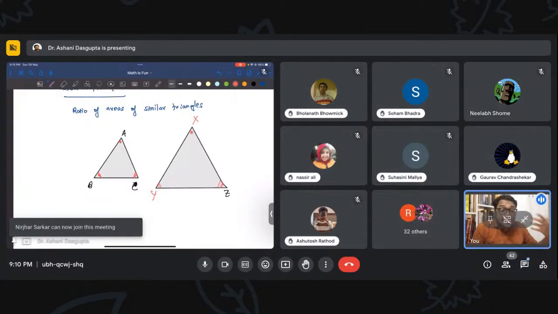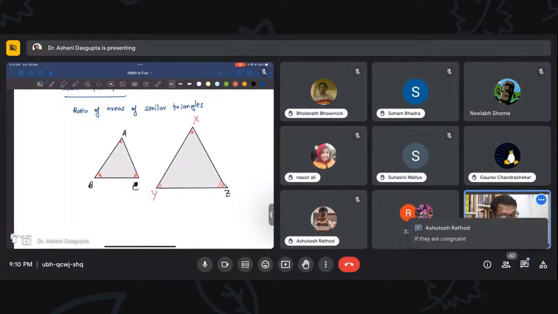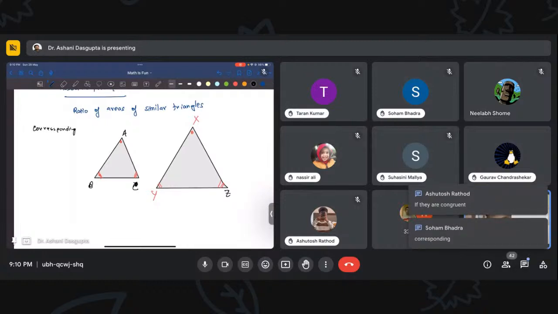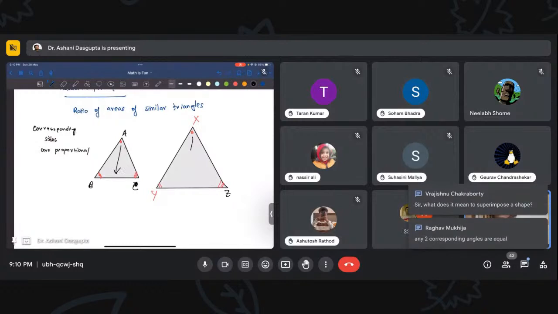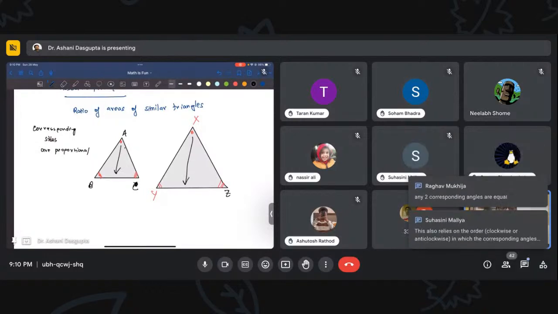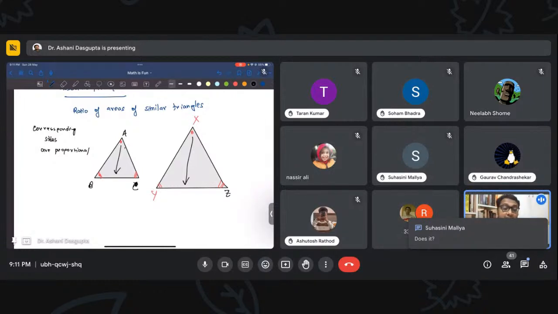He's saying that the sides are proportional. What does he mean? So perhaps he means that corresponding sides are proportional. So what are corresponding sides? Well, there are equal angles, as you mentioned. The side opposite to angle A and the side opposite to angle X are corresponding sides. You take two equal angles, you take the sides opposite to them. These are the corresponding sides.